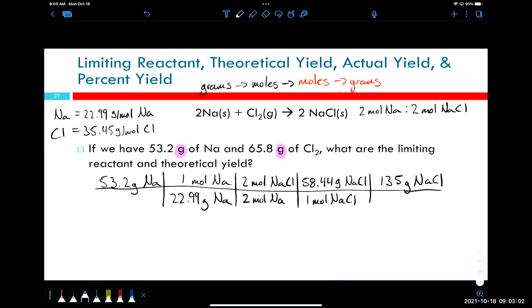So that's just part 1, because we want to determine the limiting reactant and the theoretical yield. So we need to be able to compare that to how much we would make with this amount of chlorine. And I'll move just a little bit faster here because it's the same steps. So we're going to have 65.8 grams of chlorine.